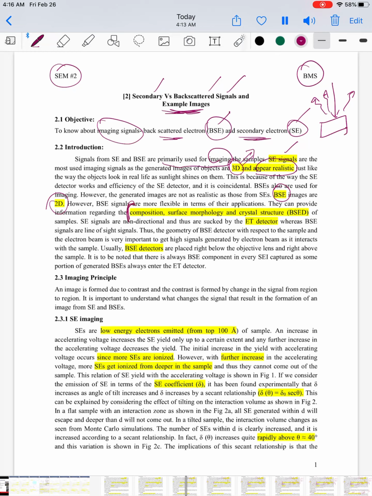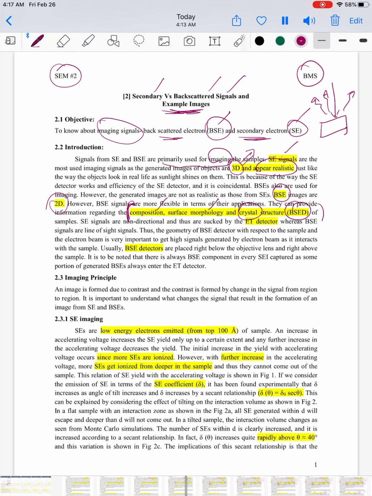However, backscattered electron signals are very flexible and they can be used to a greater extent as opposed to secondary electron signals. Along with obtaining an image, the BSC signal can also tell something about the composition of the test sample. It also gives information on the surface morphology, and we also have something called backscattered electron diffraction, which can be done using BSC signals to obtain information on the crystal structure. So BSC signals are more flexible as opposed to SC signals, and we'll see more about these signals later.